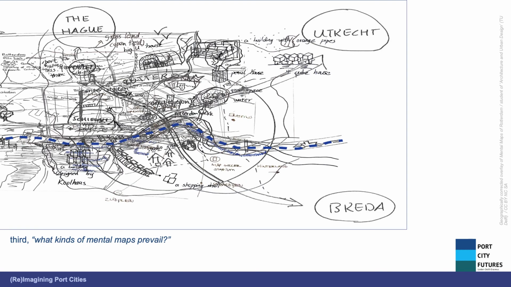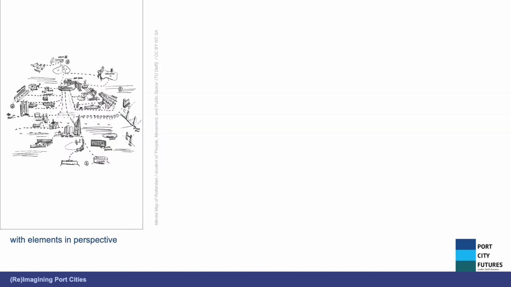Third, what kinds of mental maps prevail? Although there are many differences in terms of map qualities, elements displayed, and accuracy, both among different groups of people as well as within these groups, we can roughly determine 3 types of mental maps. 1. Maps depicting elements like buildings, or even whole neighborhoods drawn 3-dimensionally. That is, in perspective.